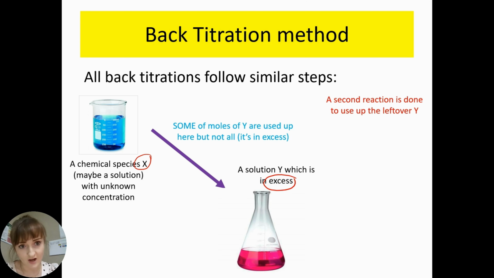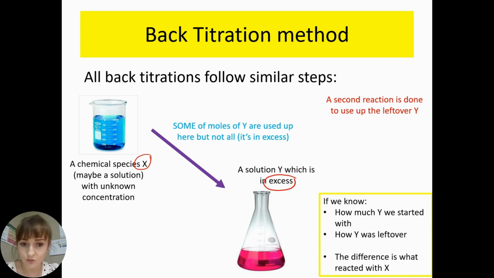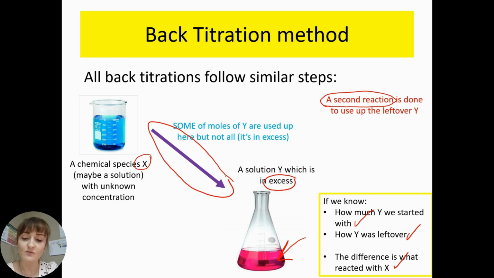And then you do a second reaction. And the point of the second reaction is to figure out how much of Y didn't get used up, so how much of it was left over. Because if we know how much of Y we started with, because we know what we put in originally, and we know how much of Y was left over, because we'll figure that out from our second reaction, the difference between them must be what reacted with X.